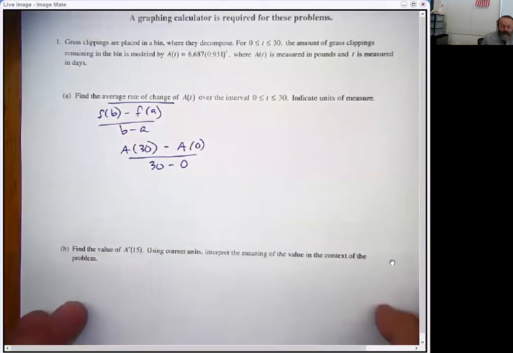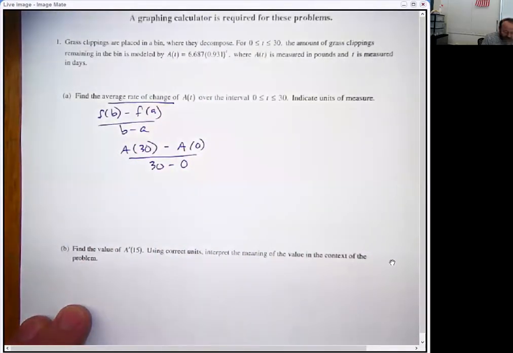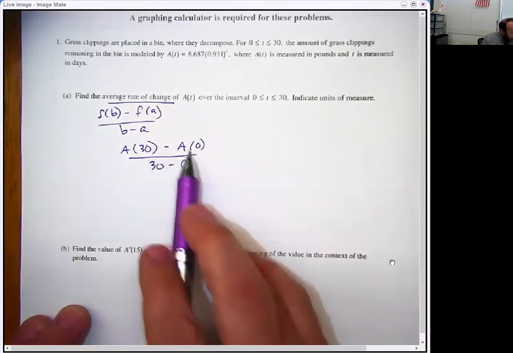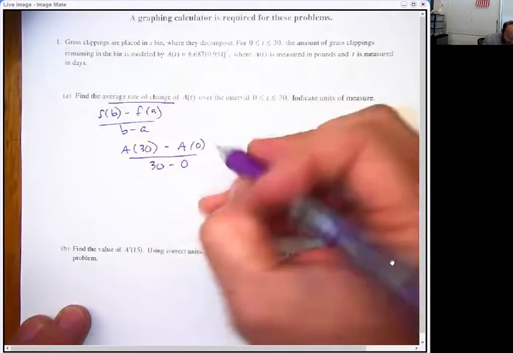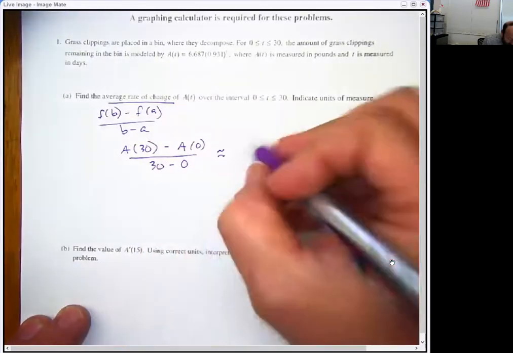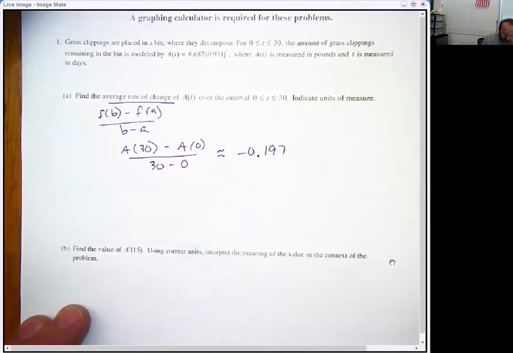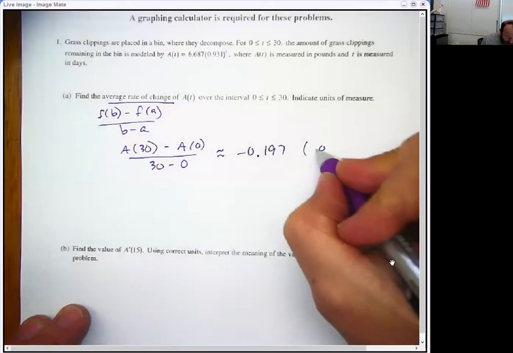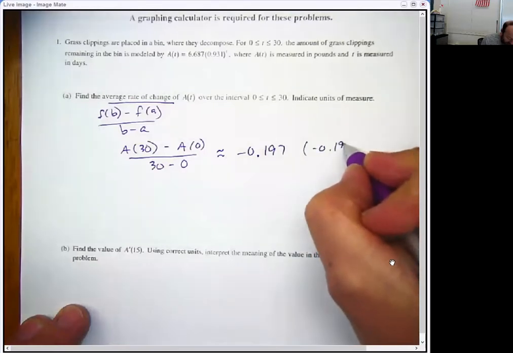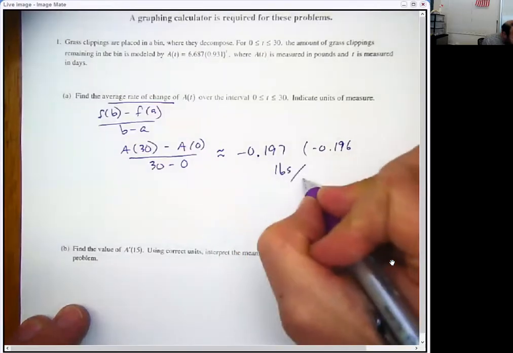Notice up at the top, it says a graphing calculator is required. So in this situation, I wouldn't do these calculations by hand. I would type this A into my y1 and allow my calculator to do the mathematics. Depending on how you set your calculator up, you're either going to get negative 0.197, or if you simply truncate instead of rounding, you would get negative 0.196. And this would be in pounds per day.